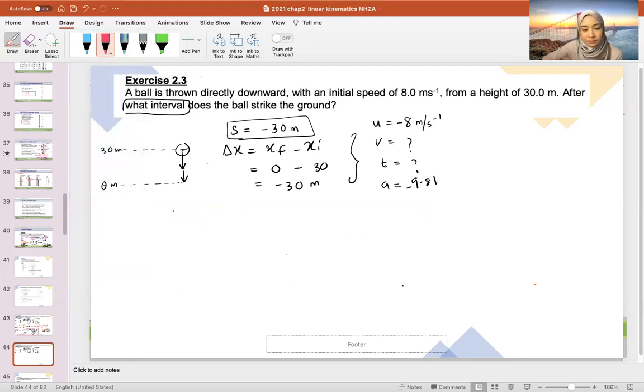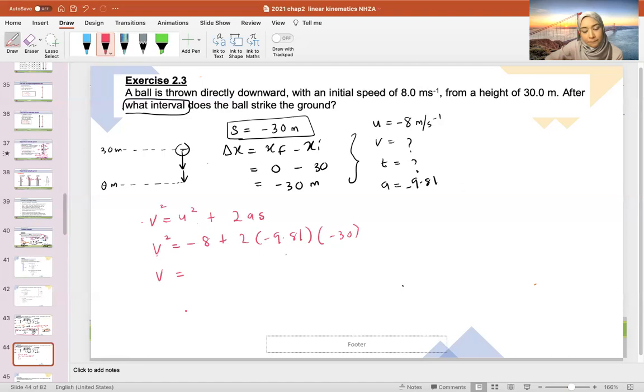I find V first. Okay, find V first. How did you do that? Use the same as U squared plus 2AS. Okay, V squared equals U squared plus 2AS. Okay, so V is equal to, we don't know yet. U is minus 8. 2 times minus 9.81 and the S is minus 30. And then we solve for V.